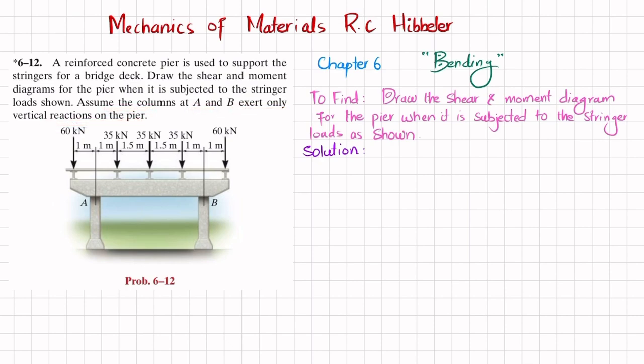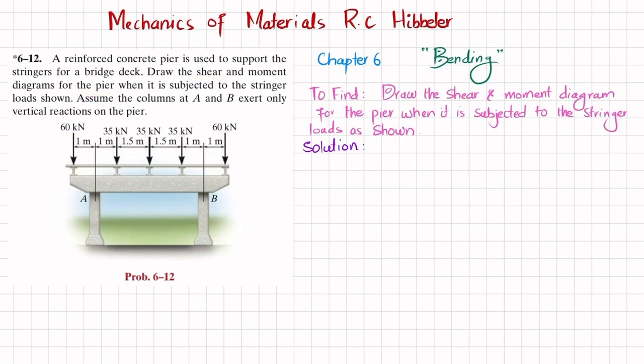So you can see these are the piers, and this whole is the deck, and these are the stringers. The loads applied on the stringers are shown over here. So you have to determine the shear and moment diagram for the pier, and this column exerts a vertical reaction force on this pier. So let's start with the solution.